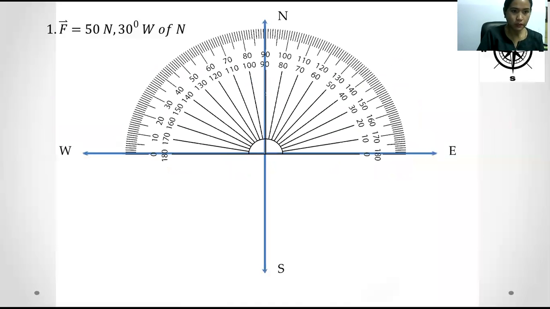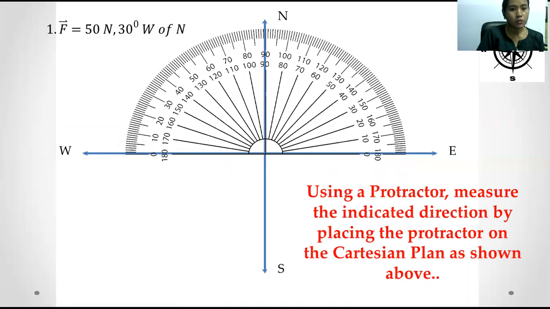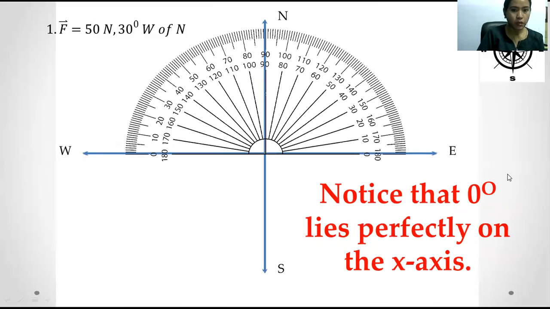So how do we do this? Using a protractor, measure the indicated direction by placing the protractor on the Cartesian plane as shown above. Notice that the 0 degree lies perfectly on the x-axis. So here is the protractor and 0 degree lies perfectly on the x-axis.